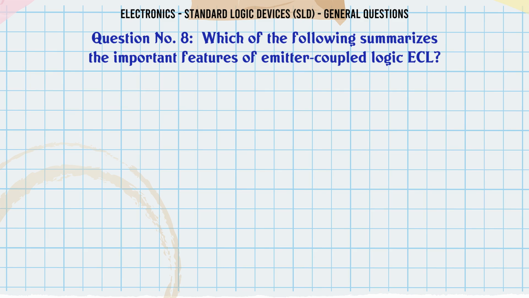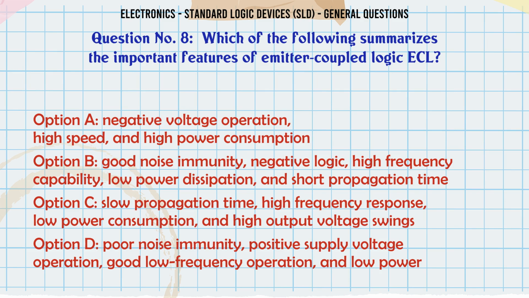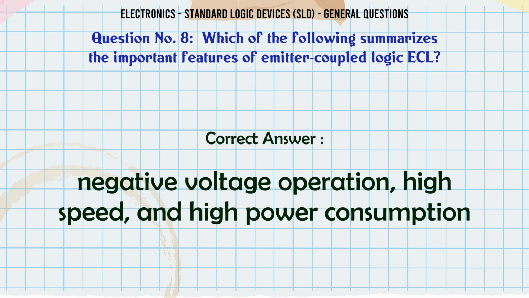Which of the following summarizes the important features of emitter-coupled logic, ECL? A. Negative voltage operation, high speed and high power consumption. B. Good noise immunity, negative logic, high frequency capability, low power dissipation and short propagation time. C. Slow propagation time, high frequency response, low power consumption and high output voltage swings. D. Poor noise immunity, positive supply voltage operation, good low frequency operation and low power. The correct answer is negative voltage operation, high speed and high power consumption.